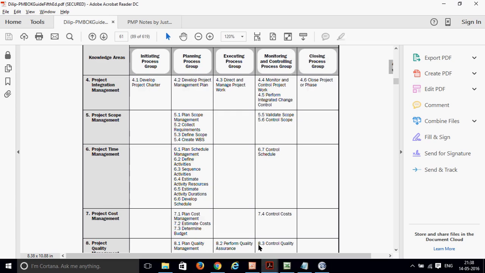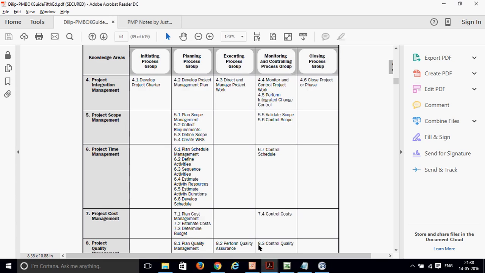Collect requirements is again part of the planning, because you have not started anything yet. Define scope is where you define the scope of the project. Create WBS, the work breakdown structure, we are going to come to know on the coming slide. These are the things that are part of the planning process group.